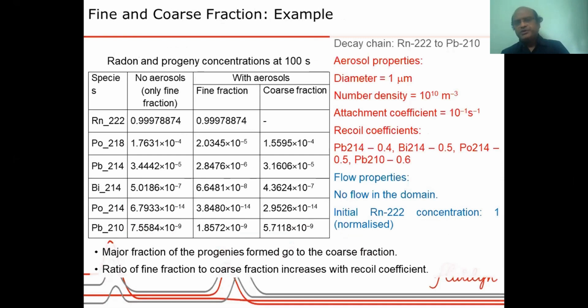For example, if you do the calculation of decay product, this shows, say, if we start with the simulation at 0 seconds and after 100 seconds, you see that initially there is only radon. The fraction is nearly 1. And after 100 seconds, you can see that decay products are formed without any aerosols. If you take polonium-218, after 100 seconds, the value of polonium-218 is 1.8 into 10⁻⁴ without any aerosol.